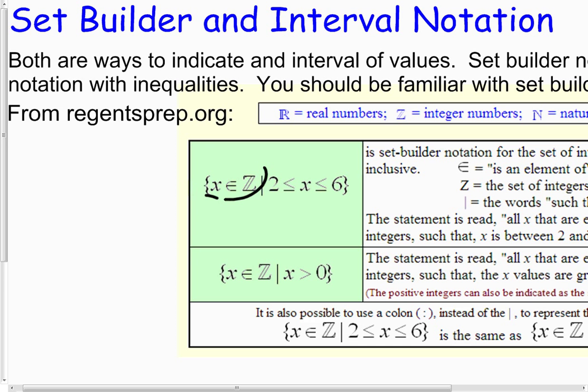Circle this right here. You have probably not seen this before. This is what I'm calling set builder notation. Anytime the word set is mentioned, you'll see some brackets on the ends, like that.